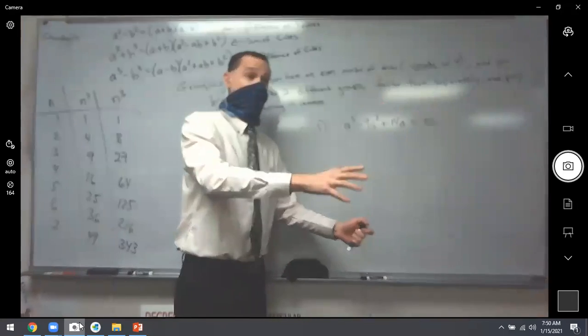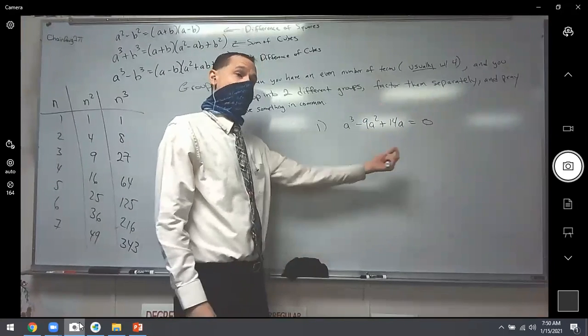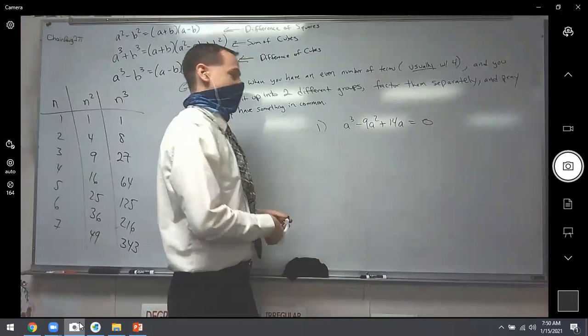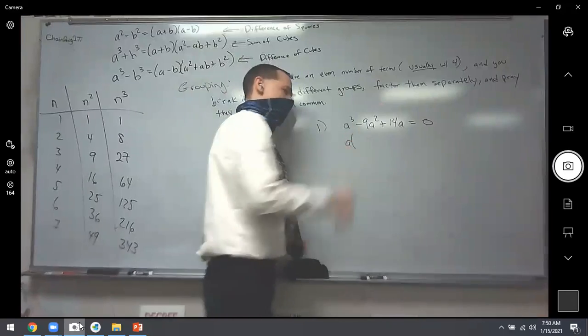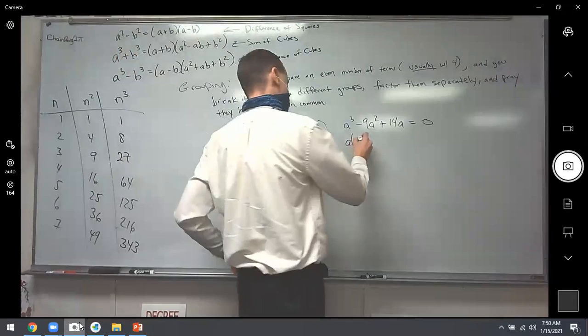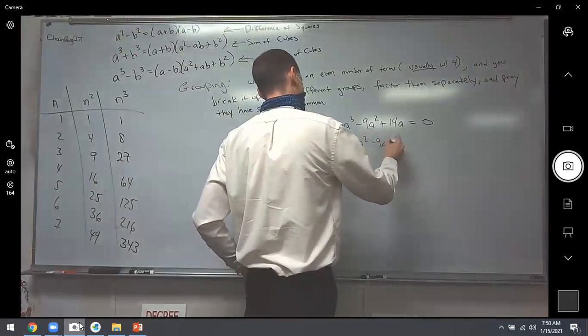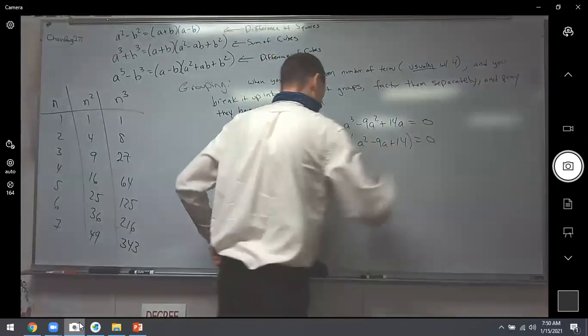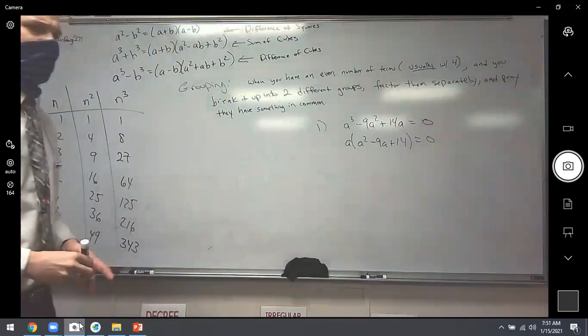First thing you should scan for is, do they have something in common? And they all have an a, don't they? So we're going to factor an a out. Take out what you can. So taking out an a, then all of them have one less a, so it'd be a times a squared minus 9a plus 14. So that's kind of factored.